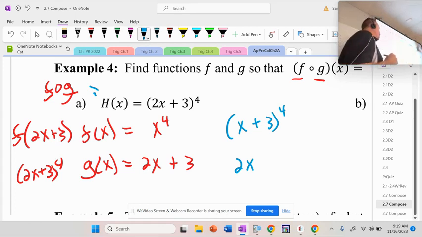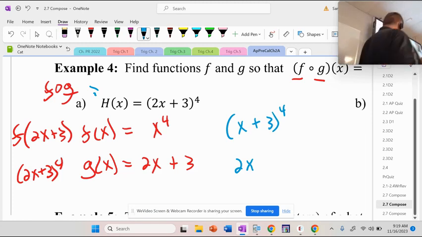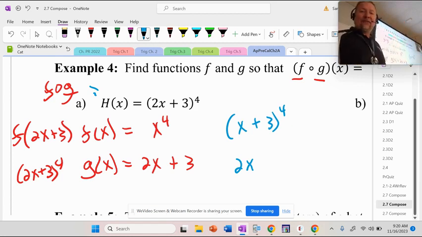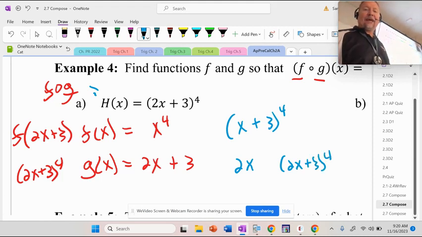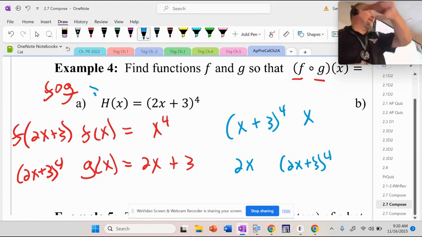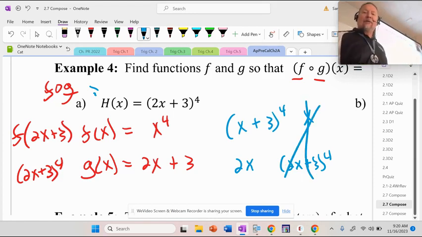One thing you cannot do, you can't be a bum and say g of x is 2x plus 3 raised to the fourth, and f of x is just x. Anyone understand what I'm saying there? So you can't do this. g of x is this whole thing, and then f of x is just x, and this whole thing just gets inserted in there. This is not allowed. Got to have some little imagination, something that's a little different.